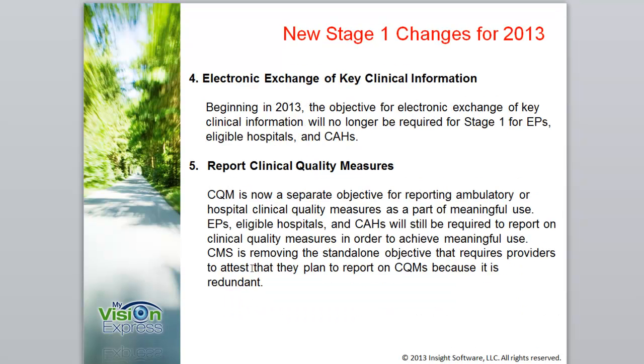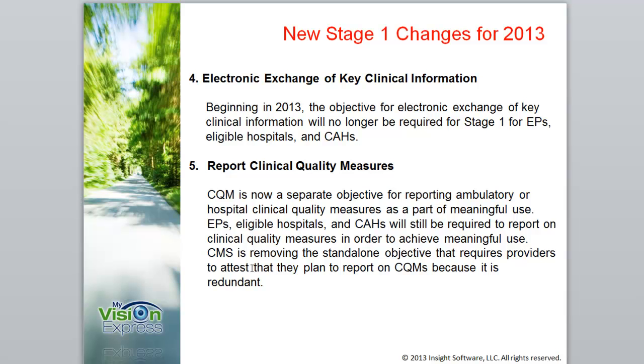For those who have already reported in 2012, or already reported in 2013, they did notice, and I had a couple customers notice, that they actually took away 2 of their core objectives. So core objective number 14 is now obsolete. That one was electronic exchange of key clinical information. Beginning in 2013, the objective for electronic exchange of key clinical information will no longer be required for stage 1 for EPs, eligible hospitals, and CAHs.